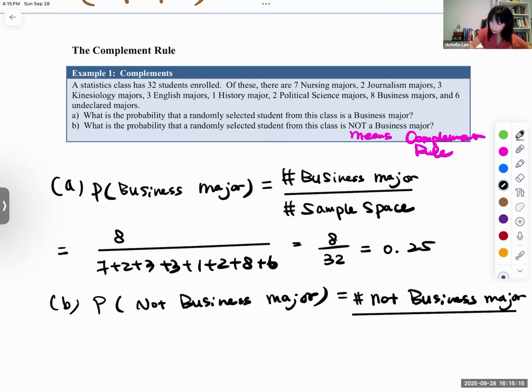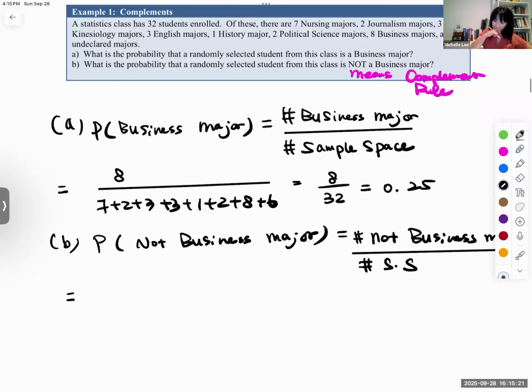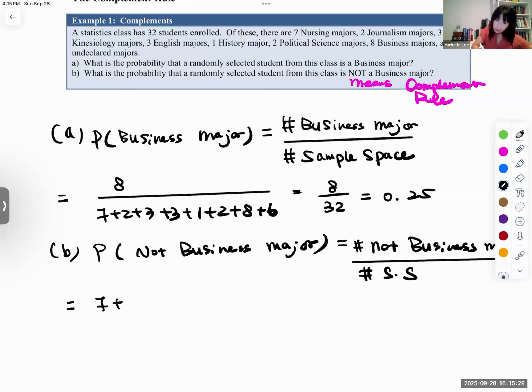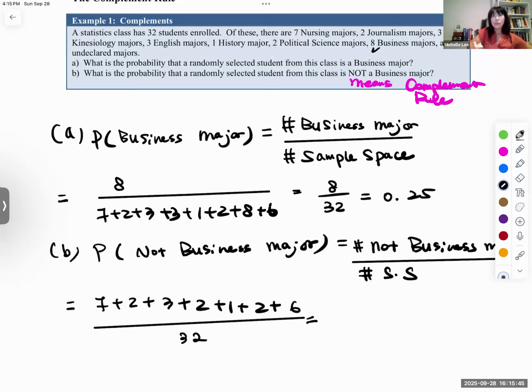Over the number of the sample space. So, not business major. So that will be 7 plus 2 plus 3 plus 2 plus 1 plus 2 plus business major. So 6 over the sample size, which is 32. Yeah. Okay. Then we get 24 over 32, which is point, what do you get? 75. Good job. Yeah.